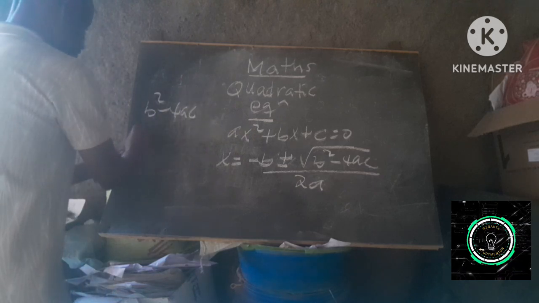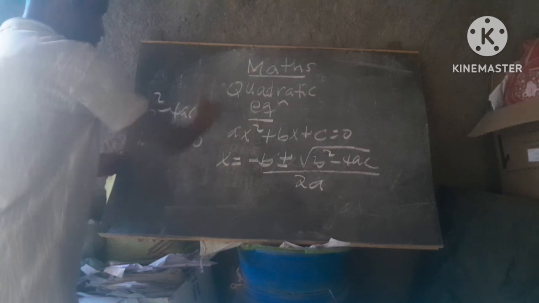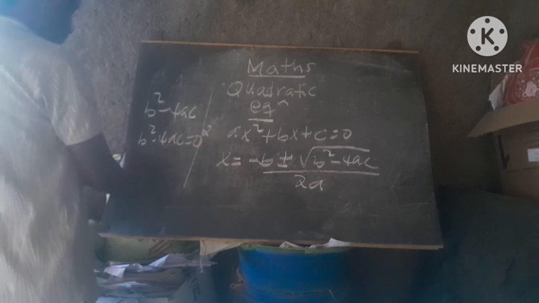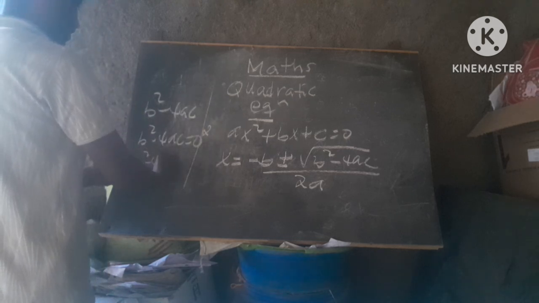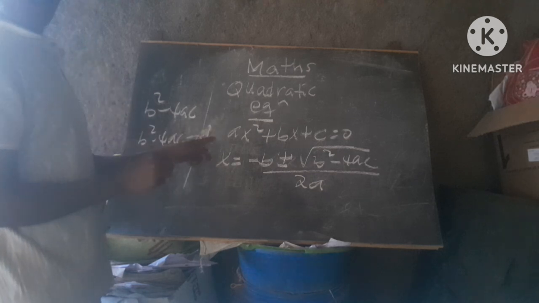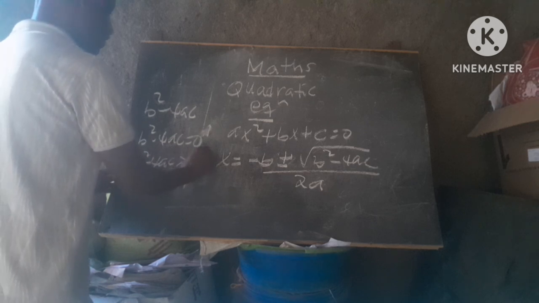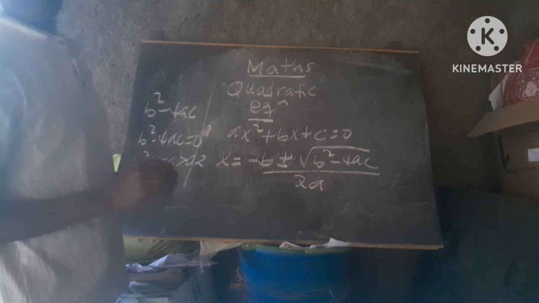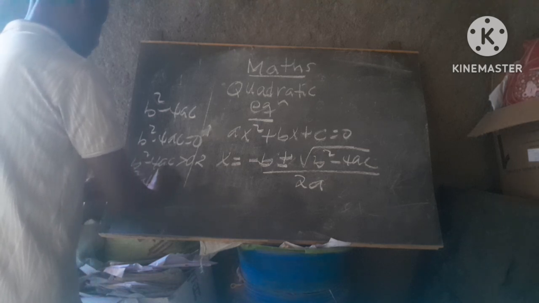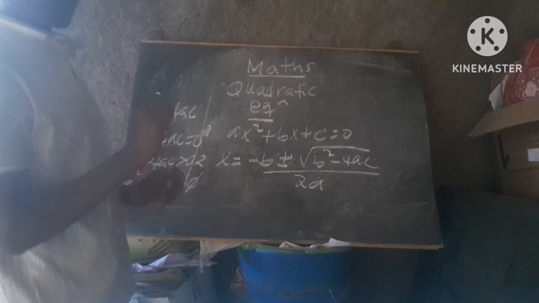So if b squared minus 4ac is equal to 0, sorry, it has only 1 solution. It has only 1 solution if it is equal to 0. And if it is greater than 0, it can have 2 solutions. Okay? If b squared minus 4ac is less than 0, it doesn't have any solution. It doesn't have any solution.